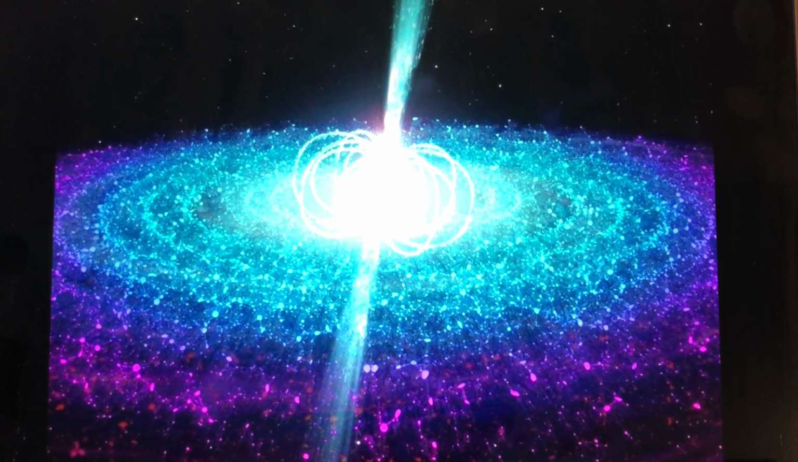A neutron star crams roughly 1.3 to 2.5 solar masses into a city-sized sphere, perhaps 20 kilometers across. Matter is packed so tightly that a sugar cube-sized amount of material would weigh more than 1 billion tons, about the same as Mount Everest.